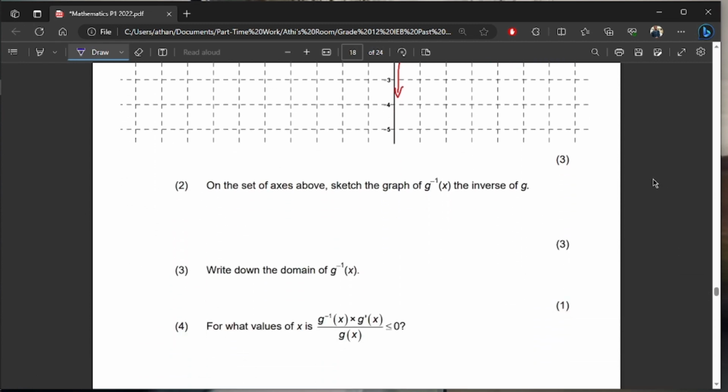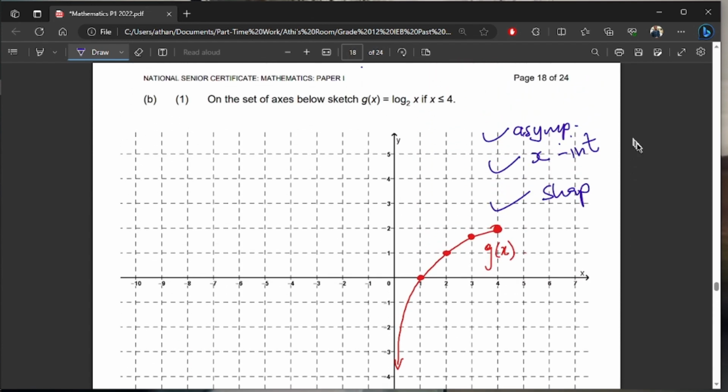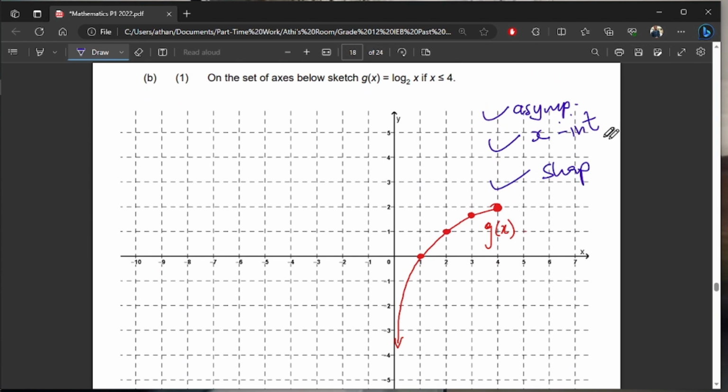Question 2. On the set of axes above, sketch the graph of the inverse of g. Okay, so we have to look for the inverse of g. Guys, you will get the inverse from that graph. If I write it in the form of y equals log of 2x, to find the inverse, I can just swap x and y.